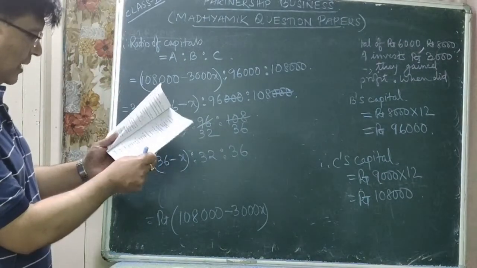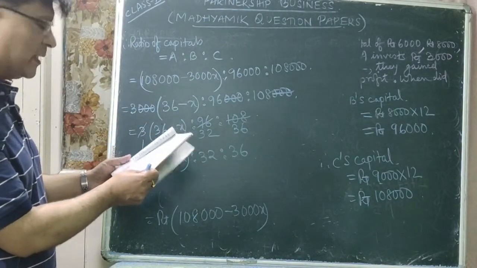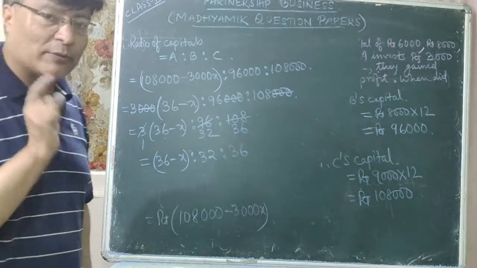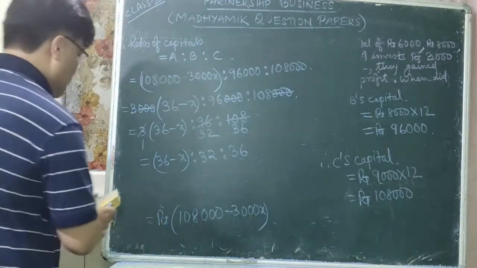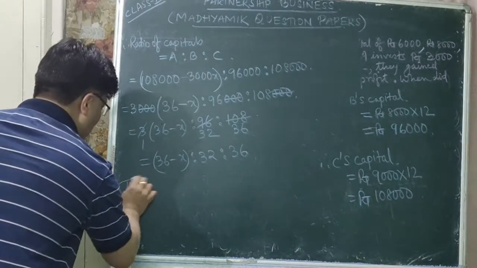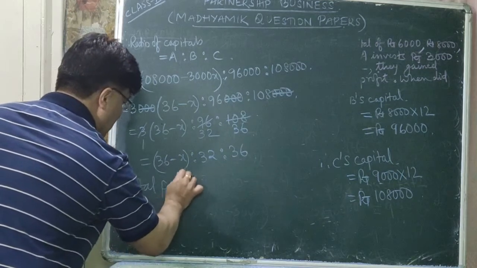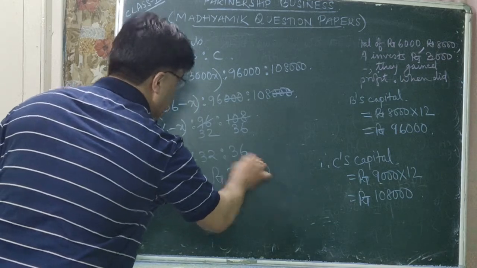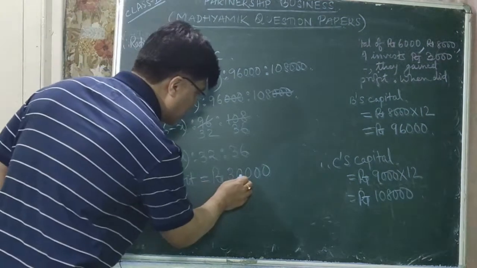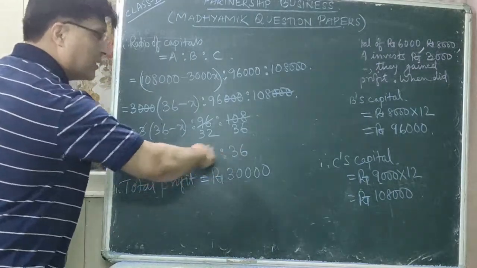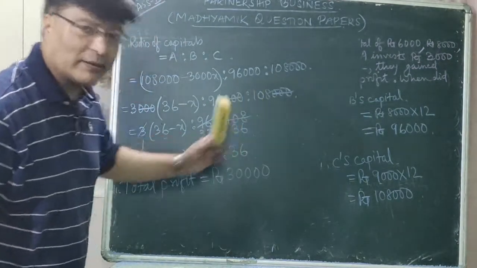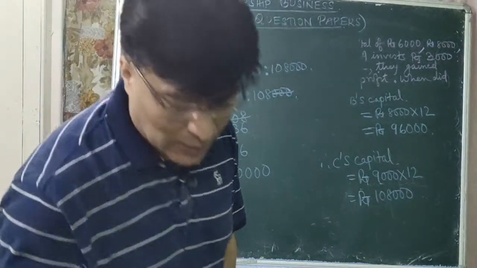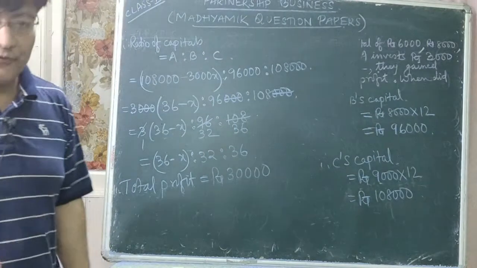In the question it is given that at the end of the year they gain rupees 30000. Their gain means profit. Gain means how much profit did they earn? Rupees 30000. So now write down total profit. Total profit at the end of the year is equal to rupees 30000. Now you know that this rupees 30,000 is divided in the ratio of their capitals. Your 30,000 is the total profit.